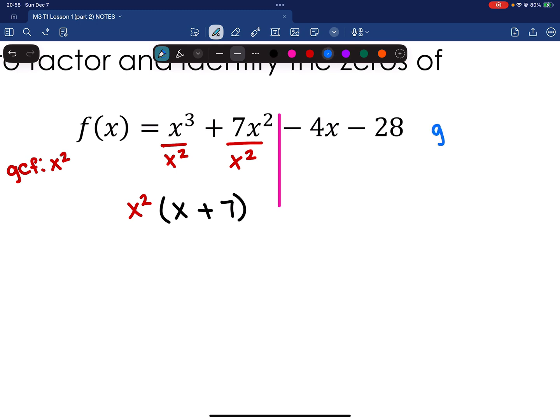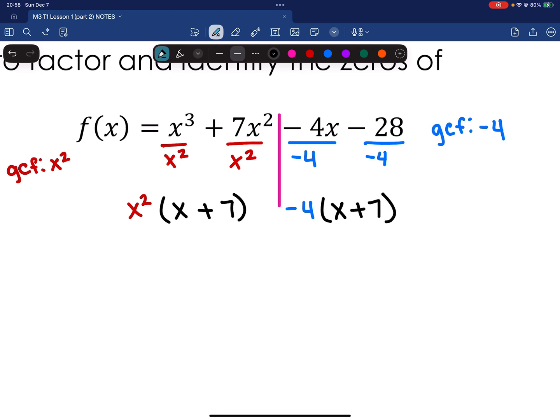Looking on our other side, we're going to find the GCF. So it looks like they're both divisible by a -4. So we're going to divide out a -4 from both sides. And so the GCF goes on the outside. What's left over will go inside the parentheses. So negative 4x divided by negative 4 is just an x, and negative 28 divided by negative 4 is a positive 7.